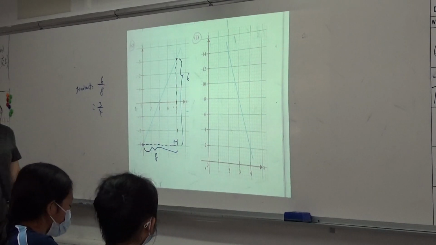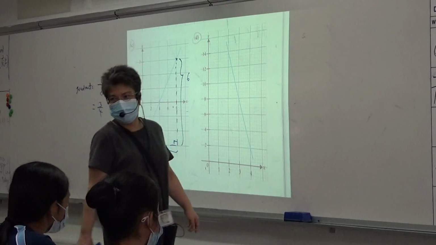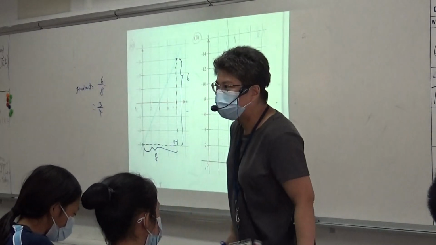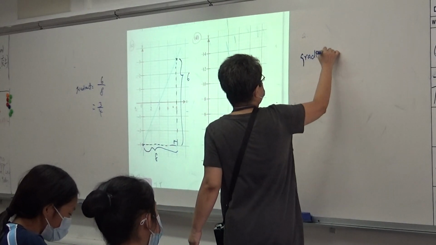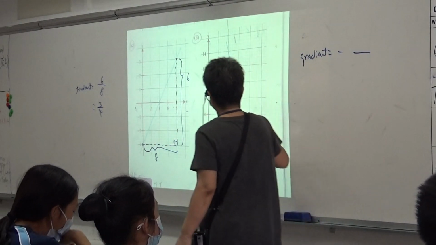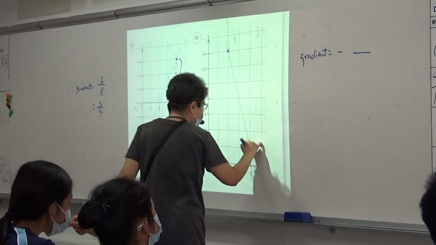Next question I want to ask. The next line, is the gradient positive or negative? Negative. Very good. So for gradient, straight away put negative, something over something. For gradient, the points will be these two.